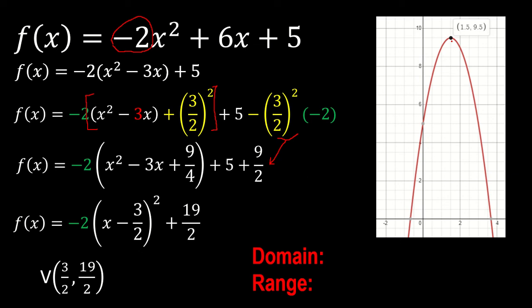Now, for the domain, it extends to both sides, both negative infinity and positive infinity. Therefore, the domain is an element of all real numbers. Take note that a quadratic function is a polynomial function, and for all polynomial functions, the domain is all real numbers. So we have x such that x is an element of the real numbers.